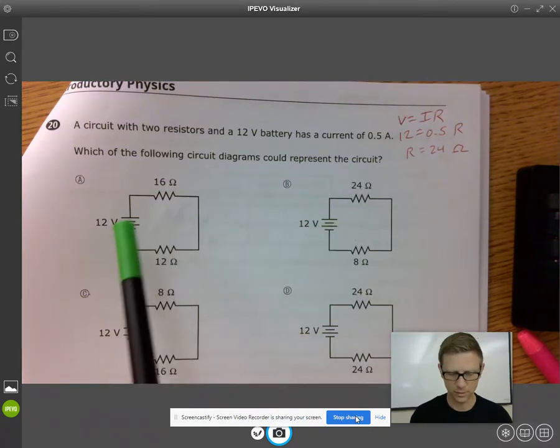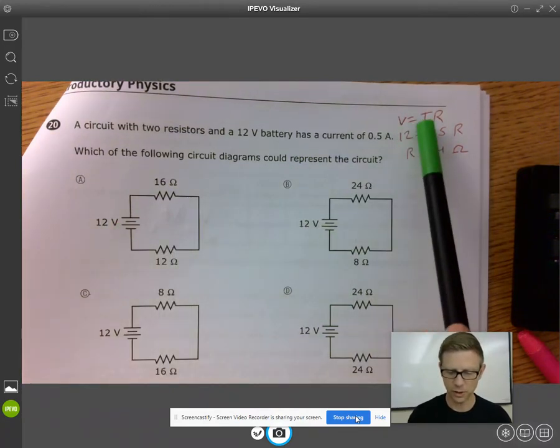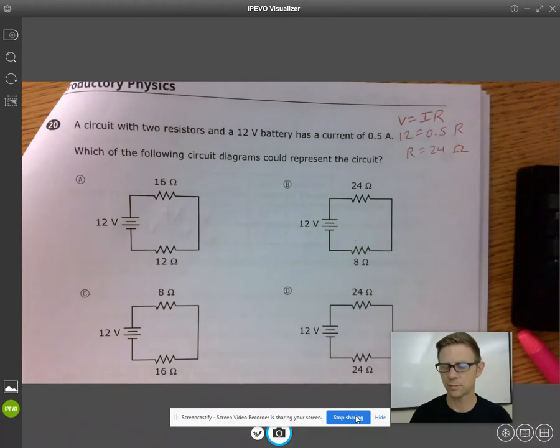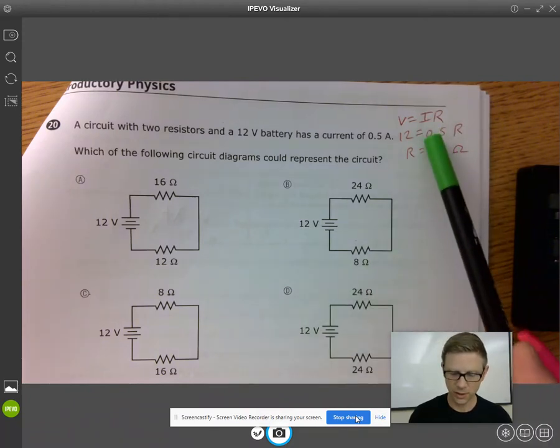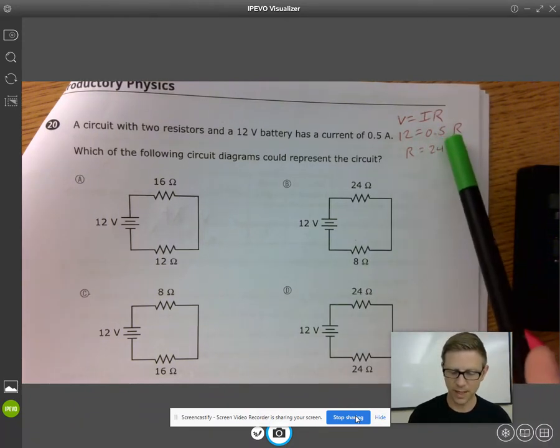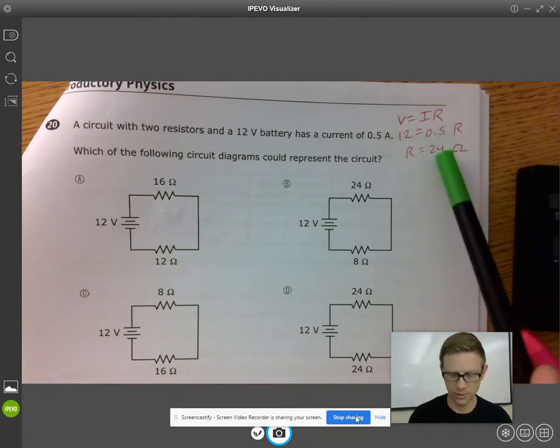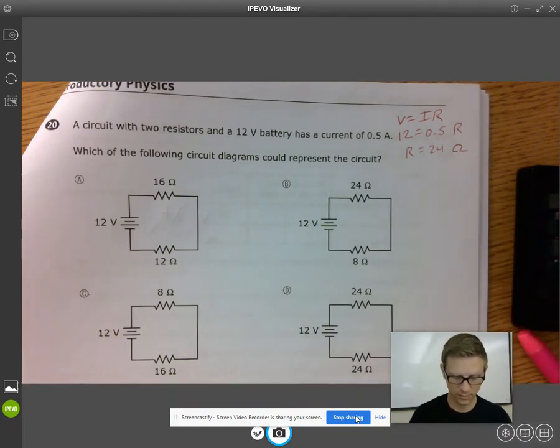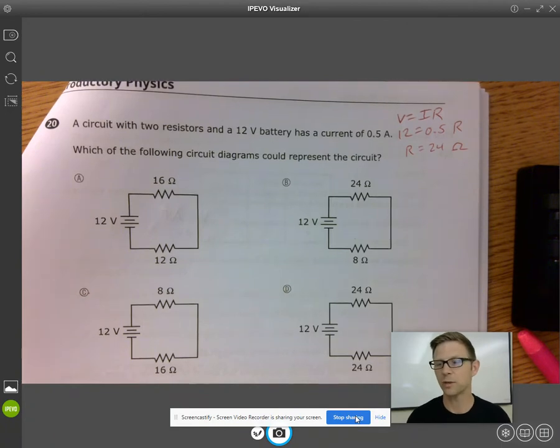So we have voltage, current, resistance. We know what the current is. It's 0.5 amps. So if you do some math, or if you just kind of look at it, you know that the resistance has to be 24. There's only one of those that has a resistance of 24 if you add them up. So choice C.